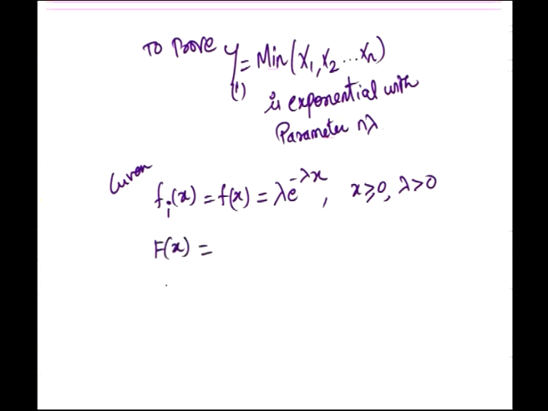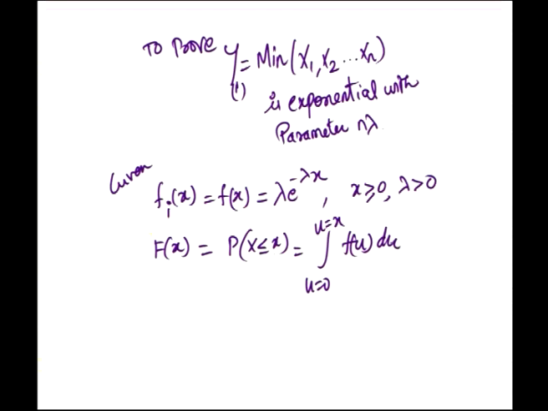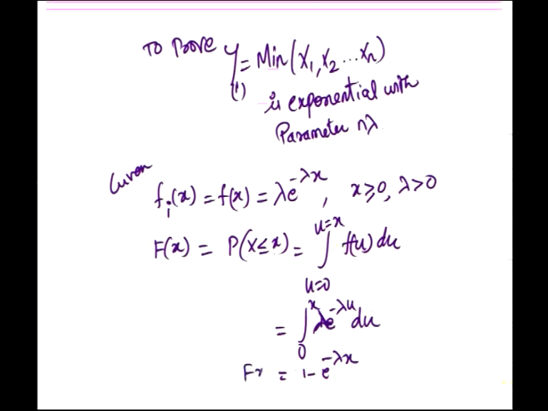Capital F of x is the CDF of x, which is P of X less than or equal to x, which is equal to the integral from u equal to 0 to u equal to x of f of u du, which is the integral from 0 to x of lambda e power minus lambda u du. Then integrating, we get 1 minus e power minus lambda x after substituting here. Okay, this is capital F of x.